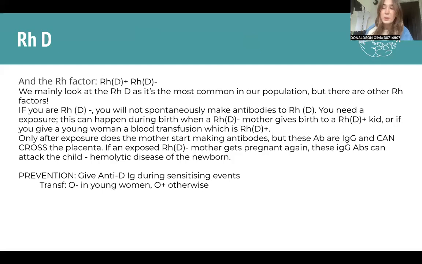And then the subsequent pregnancy is going to be complicated by the fact that the mother's IgG antibodies to rhesus factor can now cross the placenta and attack the child if the child has a positive rhesus factor. And that causes your hemolytic disease of the newborn. So, prevention: give anti-D immunoglobulin during sensitizing events, so during birth, or transfuse O negative in all young women. Otherwise, if it's a guy, you could just give them O positive, but in young women who are of childbearing or pre-childbearing age, give them O negative.